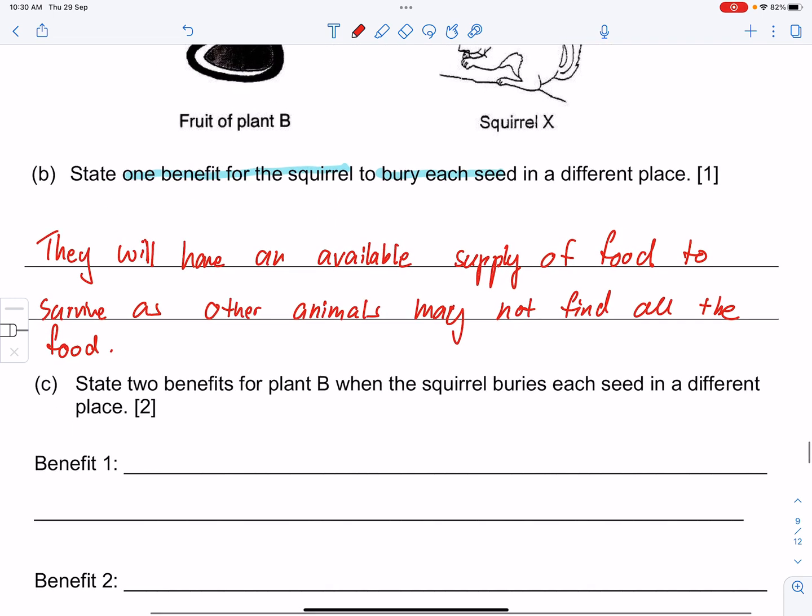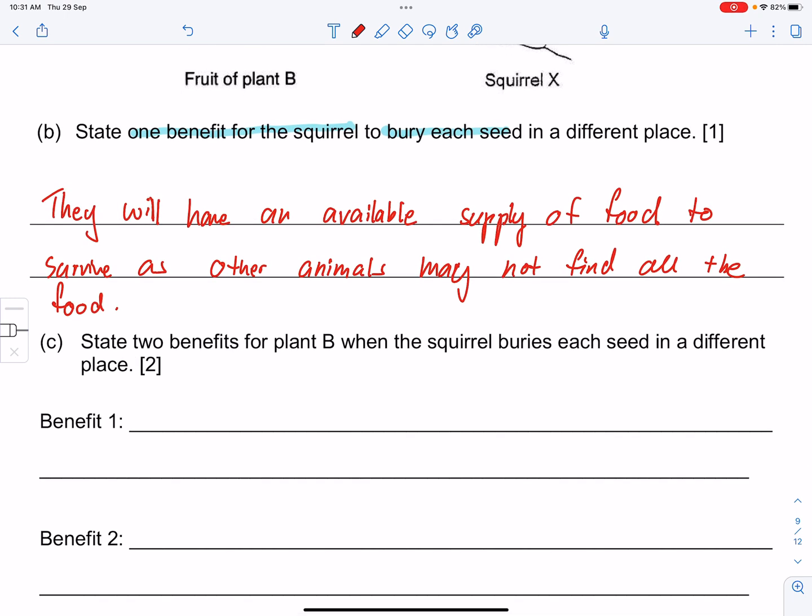And don't tell me something like the other animals cannot find the seed. Why? Because the seed is food. I must see food for the squirrel. State 2 benefits for the plant. Now we are talking about the plant, not about the squirrel.